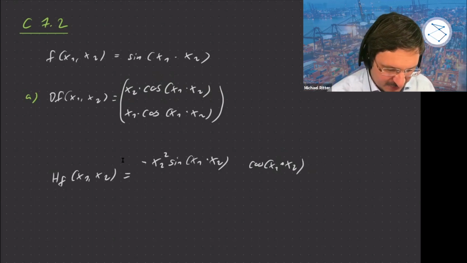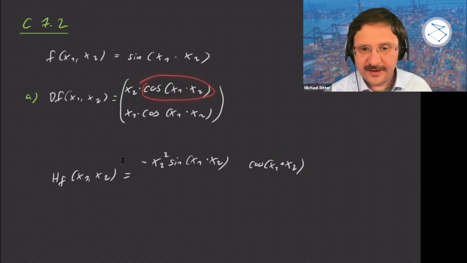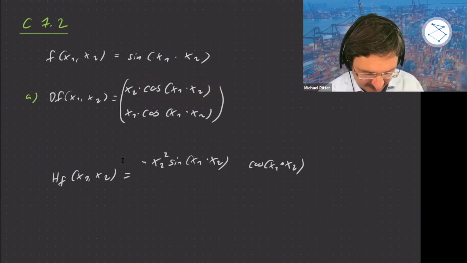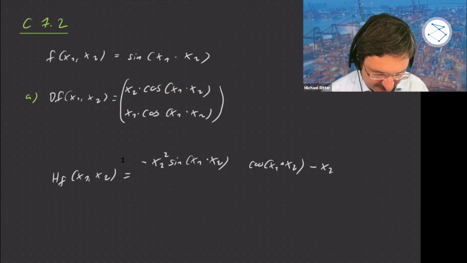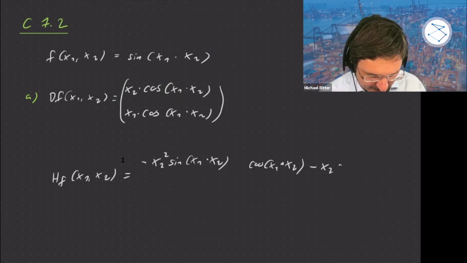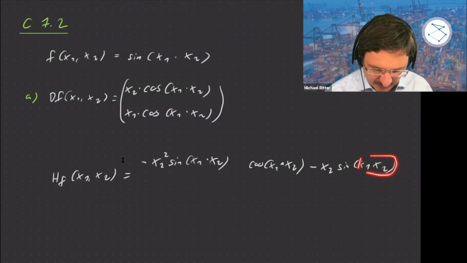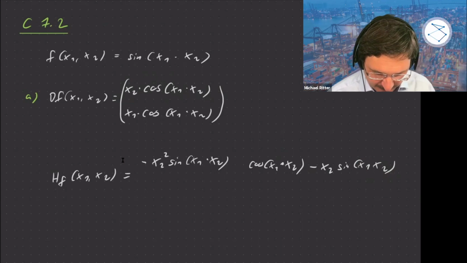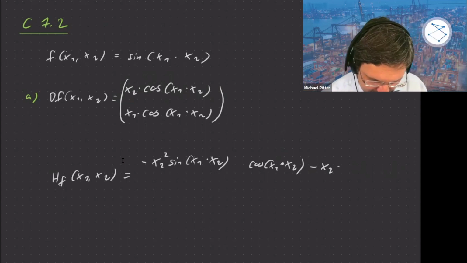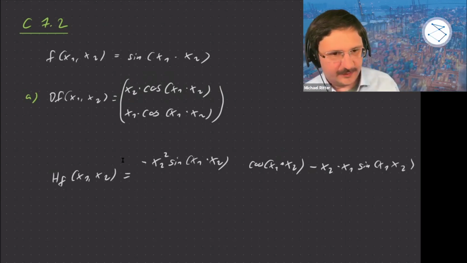And then we differentiate that part here. Again, differentiating the cosine yields a negative sign. So we get something like minus this first x2, which now simply stays in place. And we get minus sine x1, x2. And differentiating the inner function, x1, x2, that yields an x1. So write that in front here. And that's the result that we get.